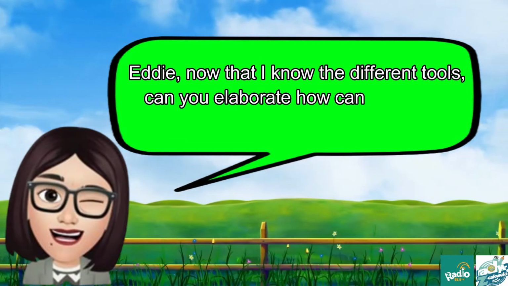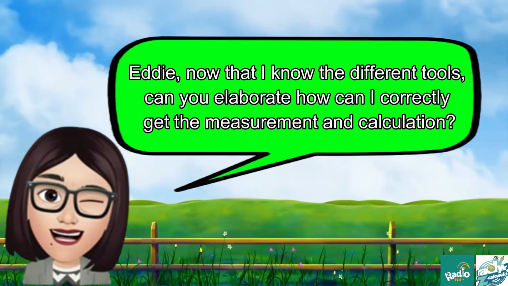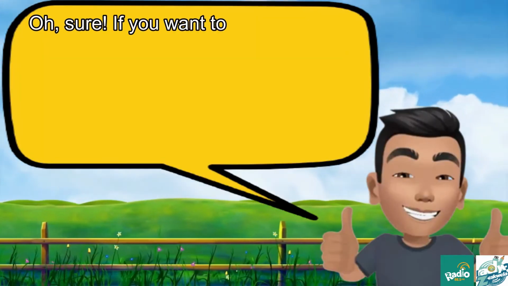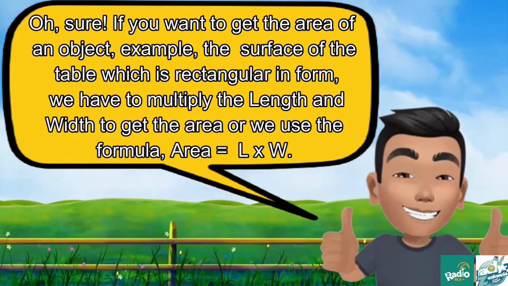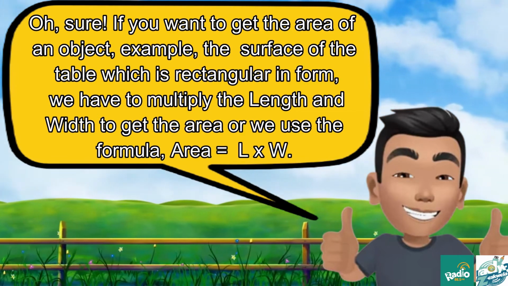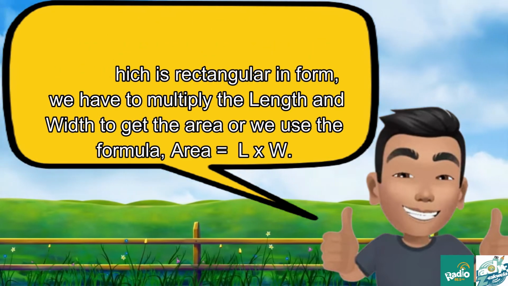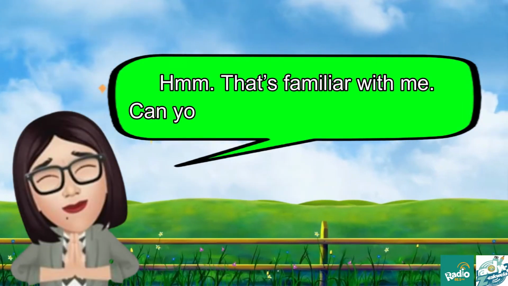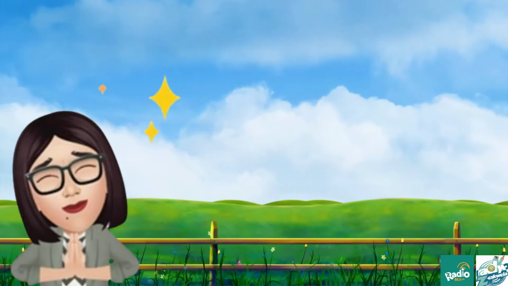Eddie, now that I know the different tools, can you elaborate how can I correctly get the measurement and calculation? Oh sure! If you want to get the area of an object, example, the surface of the table which is rectangular in form, we have to multiply the length and width to get the area, or we use the formula area is equal to length times width. That's familiar with me. Can you give me an example, Eddie?